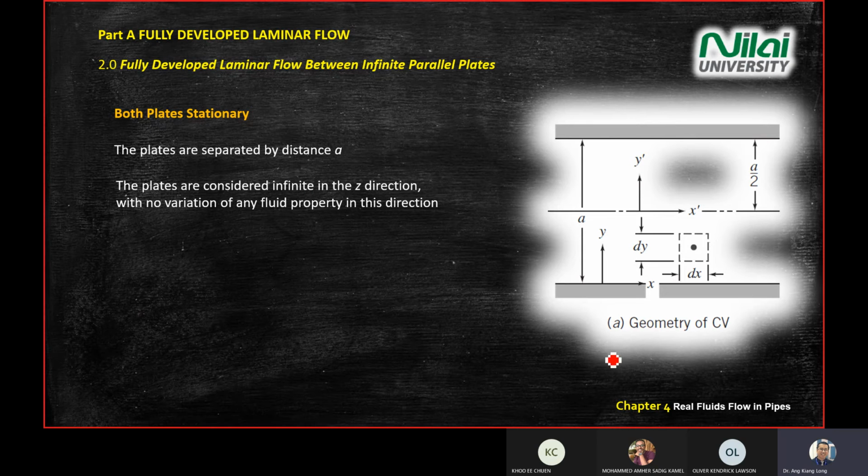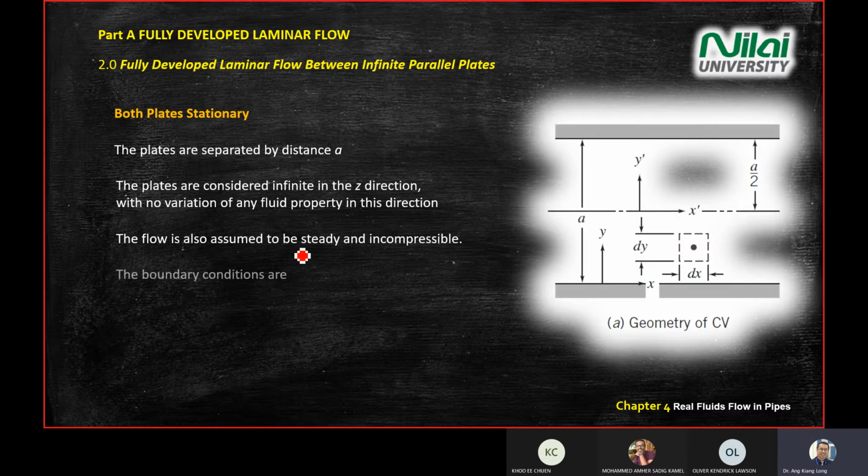Distance A is the distance between the plates, and we're having infinite in z direction, meaning the plate is coming out from the screen. We assume that we're having a steady and incompressible case in this derivation. The boundary condition that we already explained just now: when y equals 0, u equals 0. When y equals a, u also equals 0, because when you reach the top, you get 0.